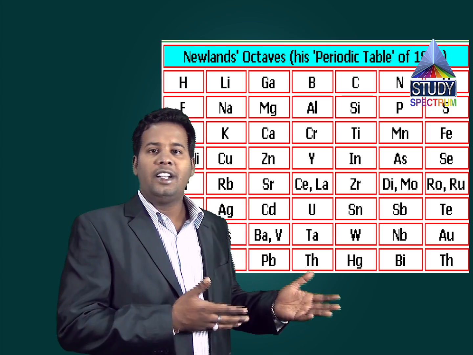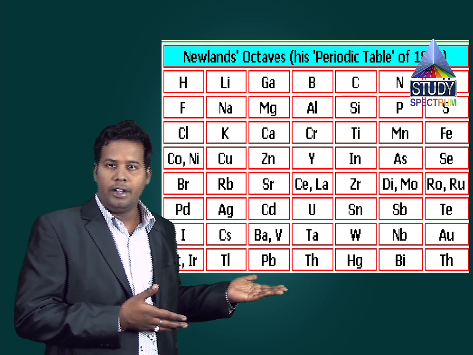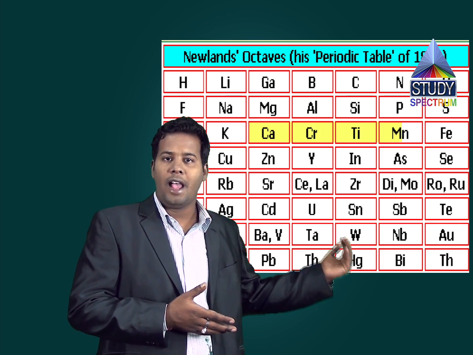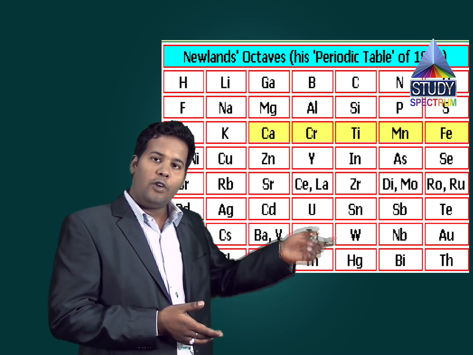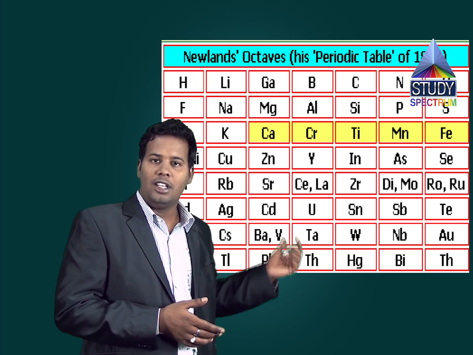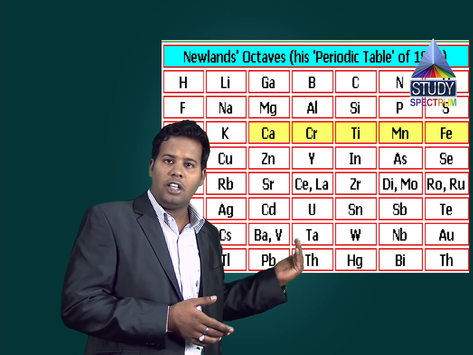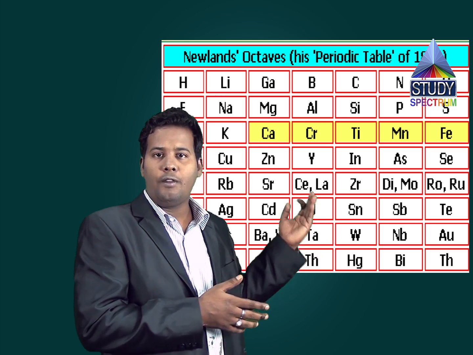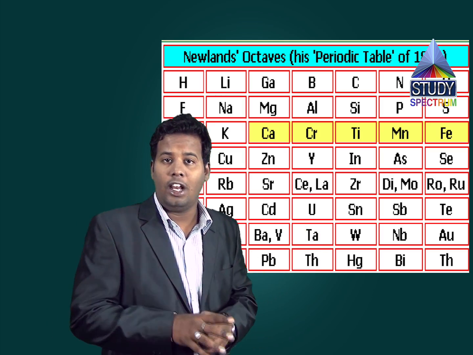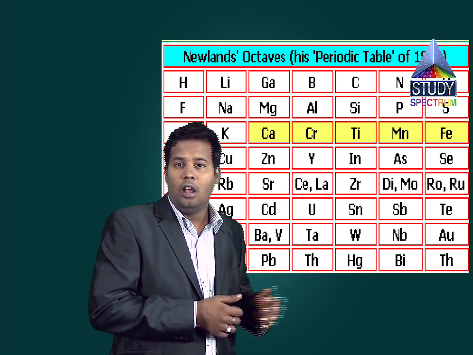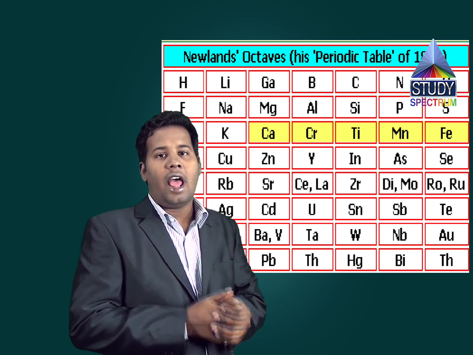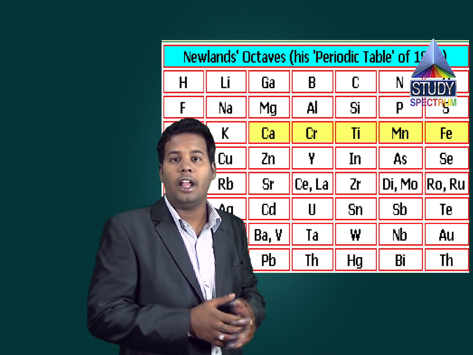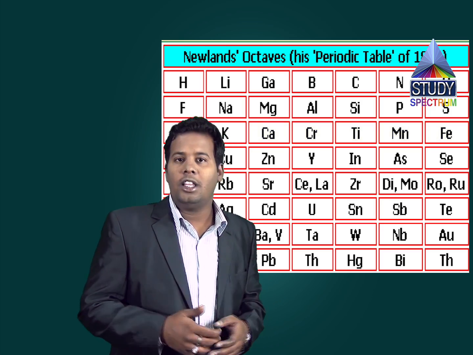Now if you see this periodic table, there are roughly 21 elements, and after calcium the elements are chromium, titanium, manganese and iron. Now if you analyze this periodic table, you will see that till calcium, every 8th element is actually following the properties of the first element, but the last 4 elements, that is chromium, titanium, manganese and iron, are actually not following the properties of their first element even though they are the 8th element.